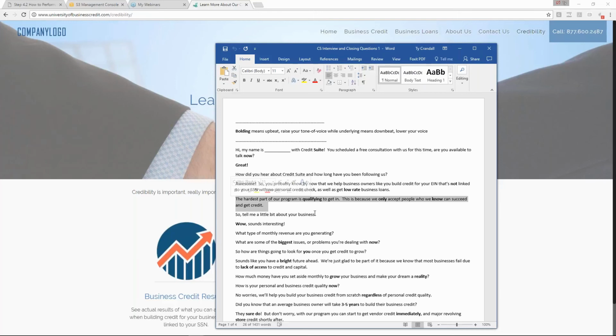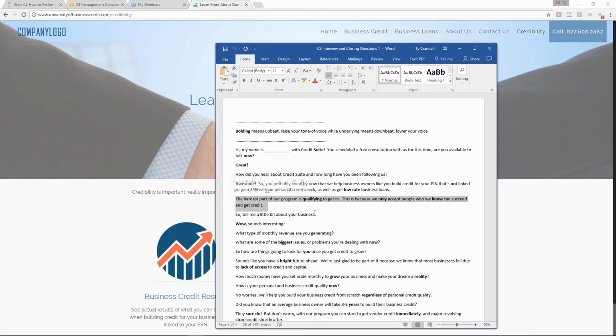It's the whole purpose of an interview script, is to qualify and gather intelligence. So the hardest part is to get in. We only accept people we know can succeed and get credit. So again, what we're doing is overcoming an objection. I don't think this will work for me. There's all kinds of people that have this objection with just about anything they buy. It's one of the biggest internal objections I faced with selling credit repair. It's one of the biggest objections we face with business credit loans. I don't think it will work for me. So we're disarming that objection right now. We only bring people in who we know can succeed and actually get credit.